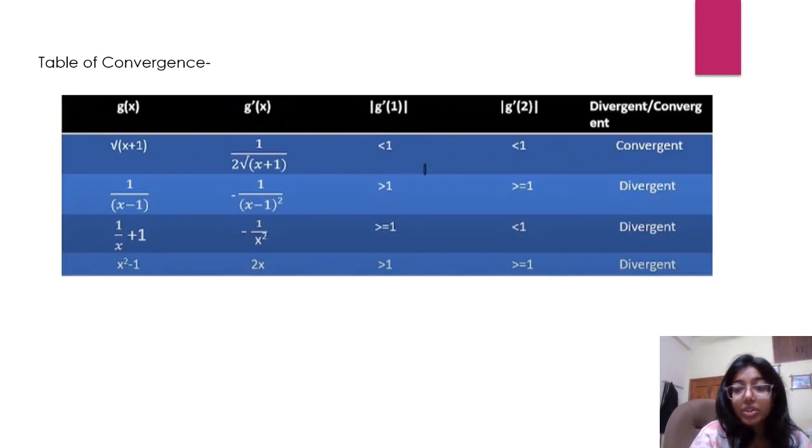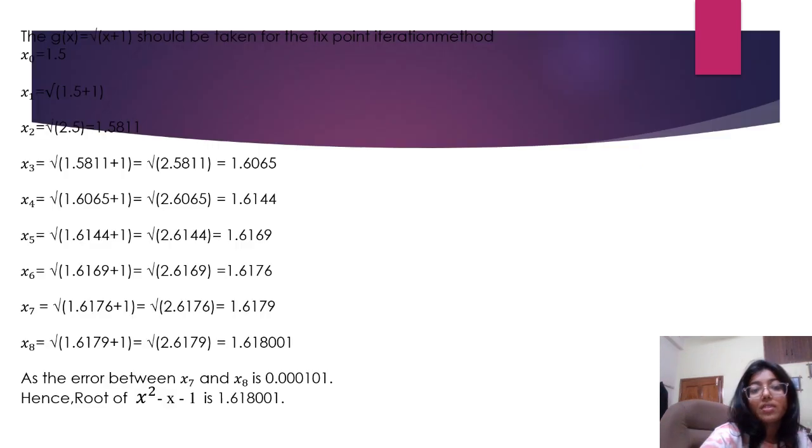So the table of convergence here would be: this equation is convergent and all the other equations are divergent. Hence the root is 1.618001.